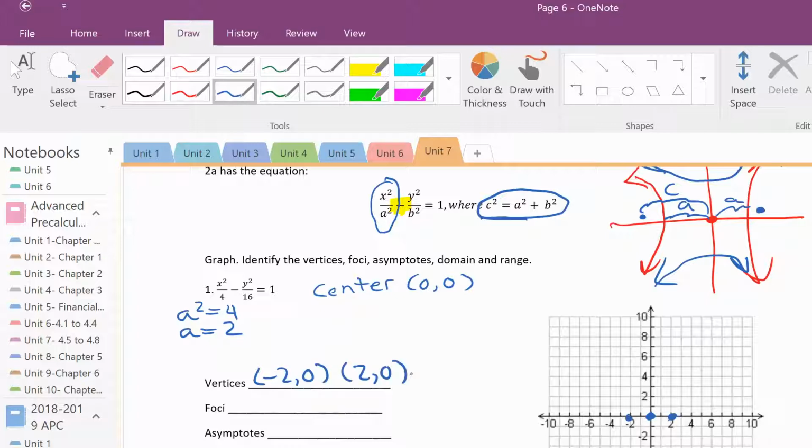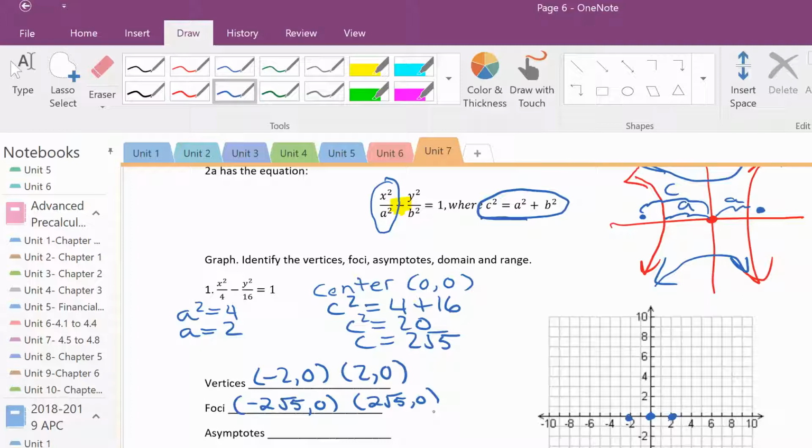To find the foci, remember c squared is equal to a squared plus b squared. So this is a squared, this is b squared. So c squared equals 20. So c is equal to 2 radical 5. So the foci would be negative 2 radical 5, comma 0, and positive 2 radical 5, comma 0, because the foci are going to be here. And remember, 2 radical 5, if you type it in your calculator, is about 4.5. So there are your foci.